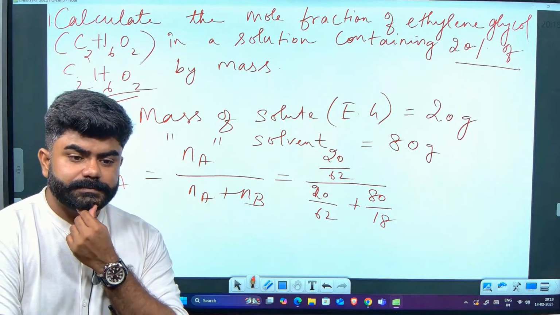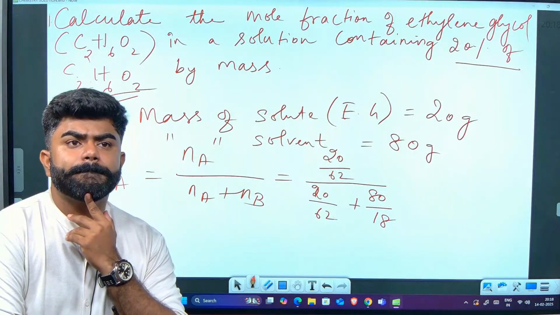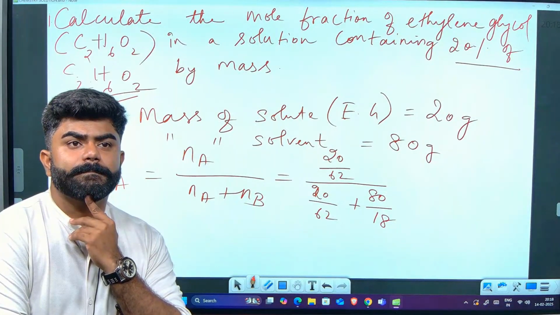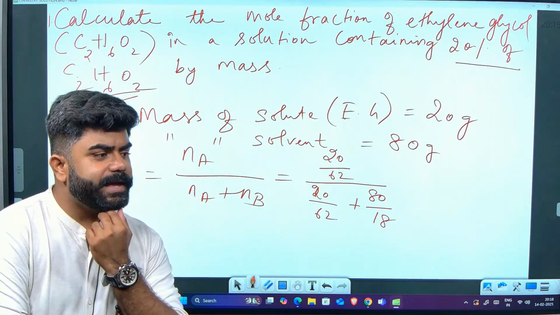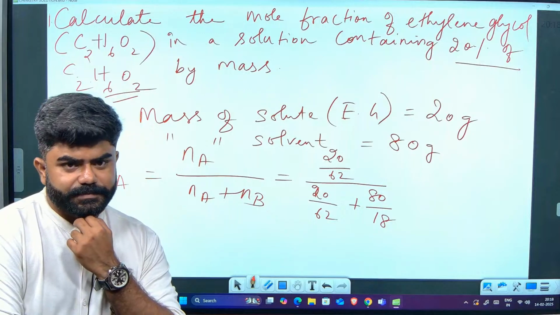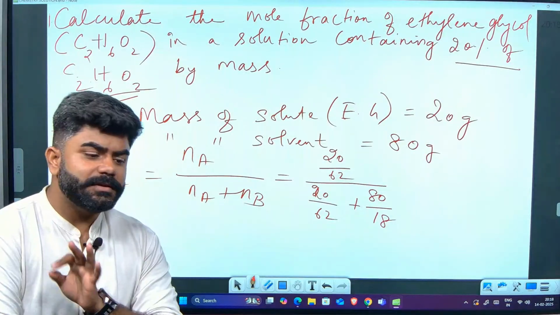No, wrong. Wrong, wrong. Sir, 0.067. Correct, 0.068. Correct. That is the mole fraction of ethylene glycol.